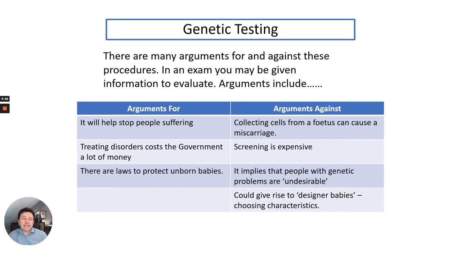Now, the arguments against are that collecting cells from a fetus can cause a miscarriage. Screening is very expensive. It does imply that people with genetic problems are undesirable, and it could also give rise to people having too much choice. In other words, something called designer babies. So choosing not just those babies that don't have disorders, but babies with certain characteristics. And that's not really seen as a positive thing in society.